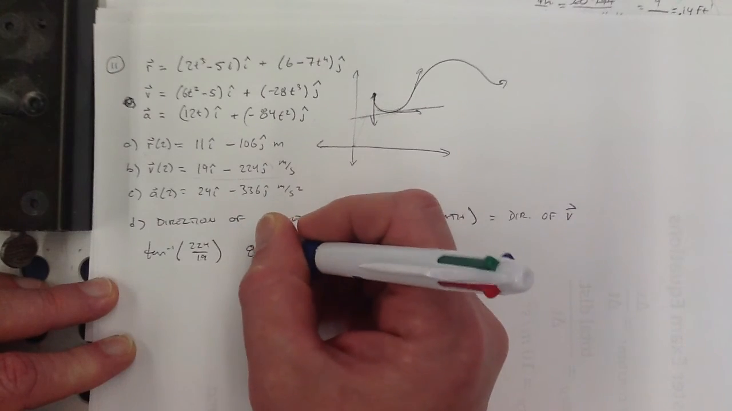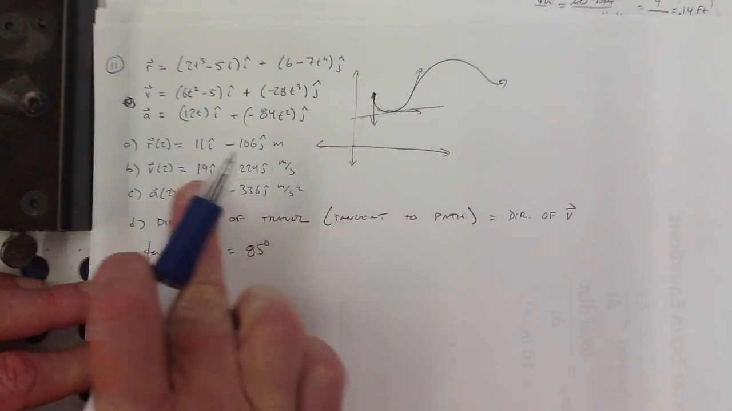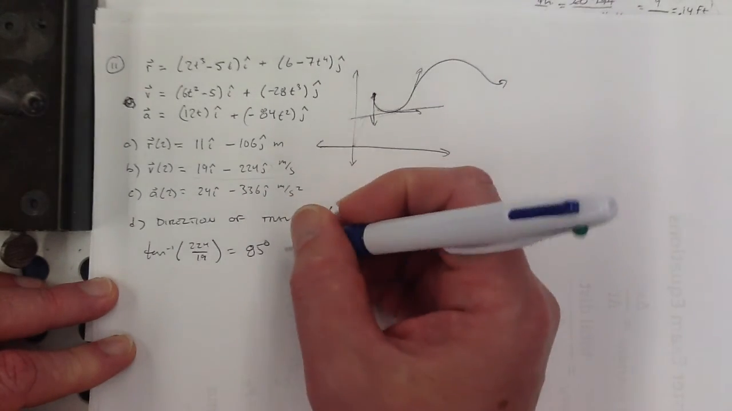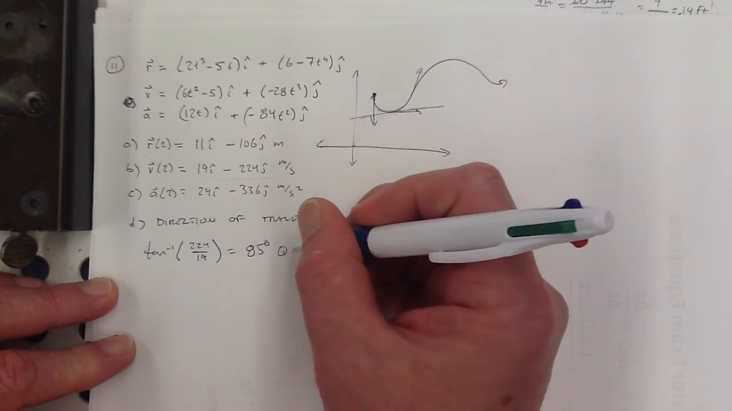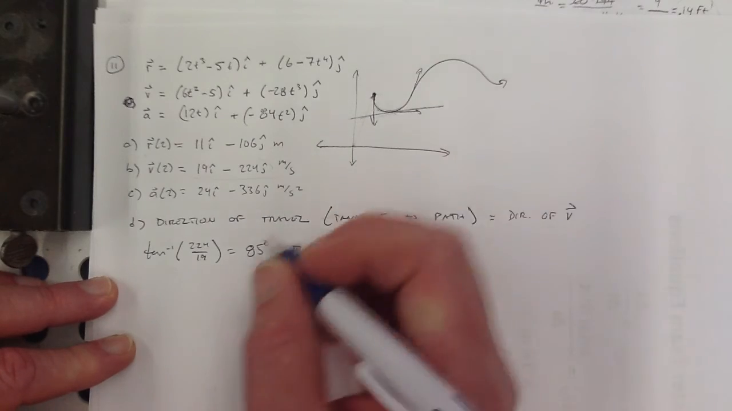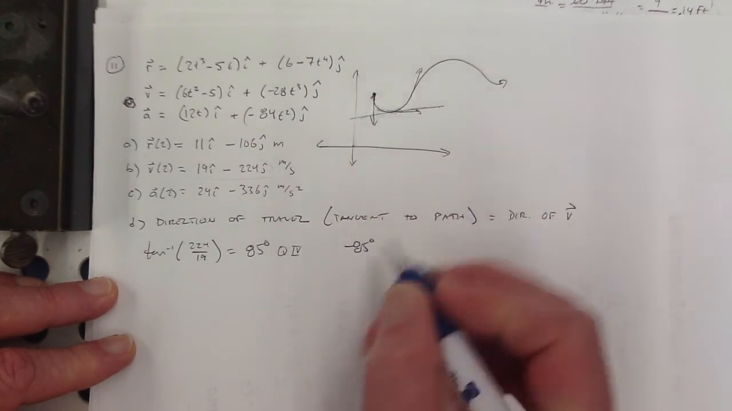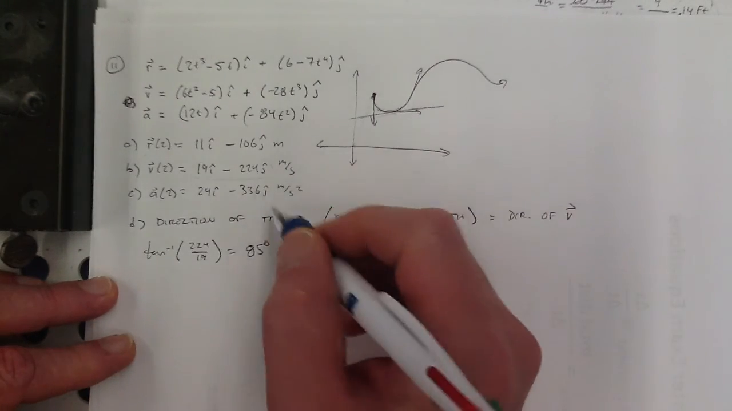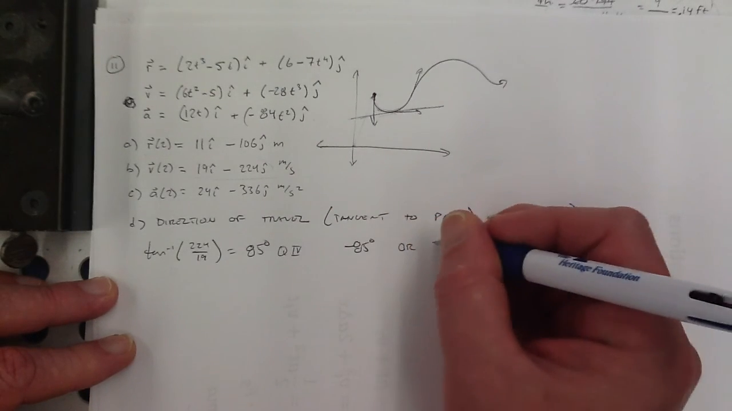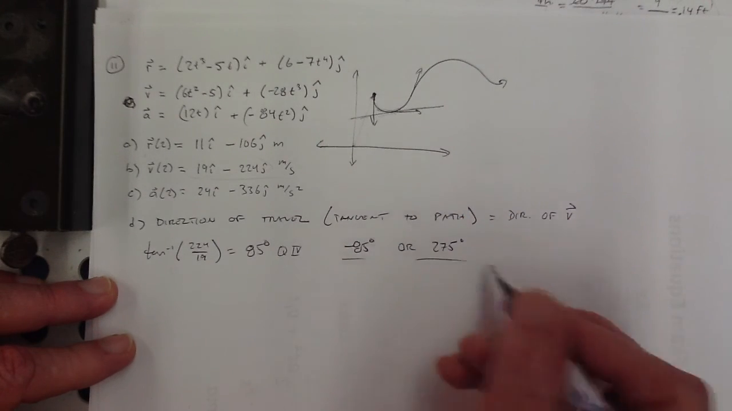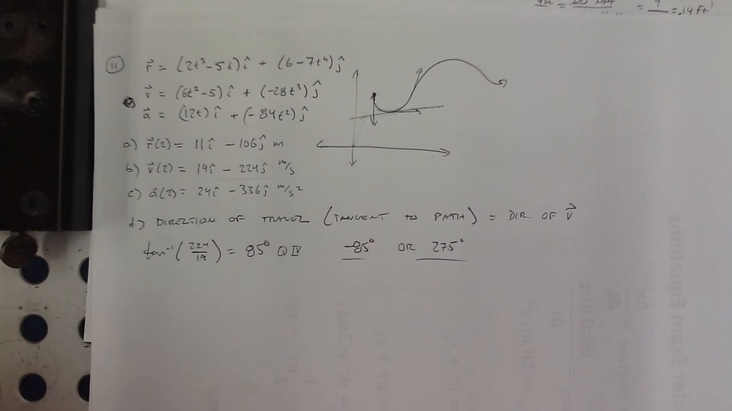Now, that's positive, negative. That's fourth quadrant. So we could either say that that's negative 85 degrees, which will be what the book's looking for, or you could go all the way around and say that it's 275 degrees. Right? All right, let's check those answers. See how we did.